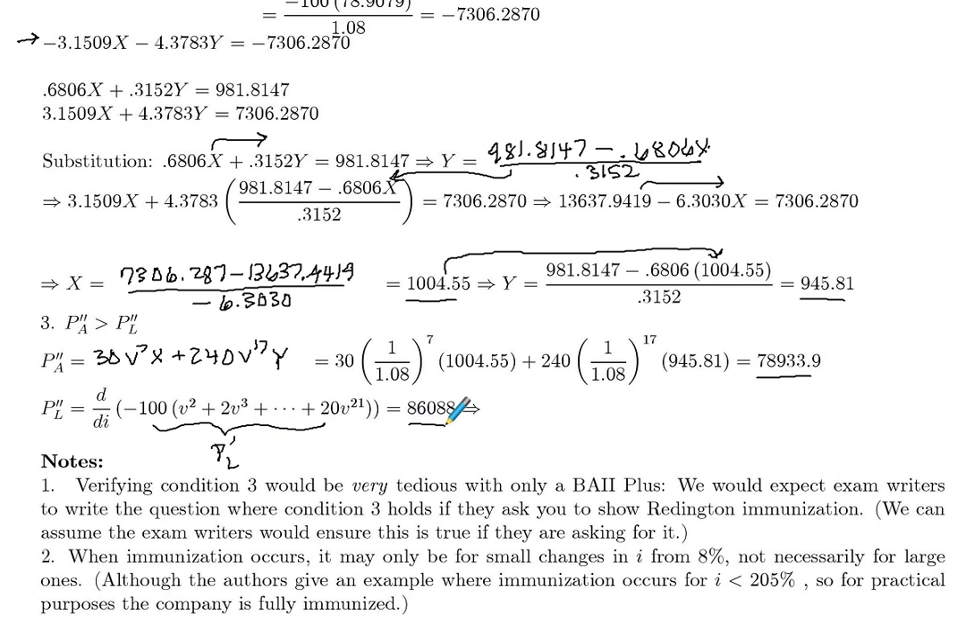Okay, but notice this is greater than the second derivative of the asset cash flows. Okay, we want it to be less than. Okay, so this means that we don't have Redington. Okay, we don't have Redington immunization.